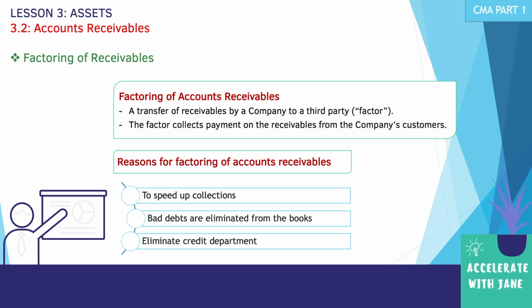Second, bad debts are eliminated from the books. This is the case for factoring without recourse. Later I'll discuss the 2 cases of factoring. Third is to eliminate the credit department. As I've said earlier, more often than not, factors are more efficient in terms of the collection process.